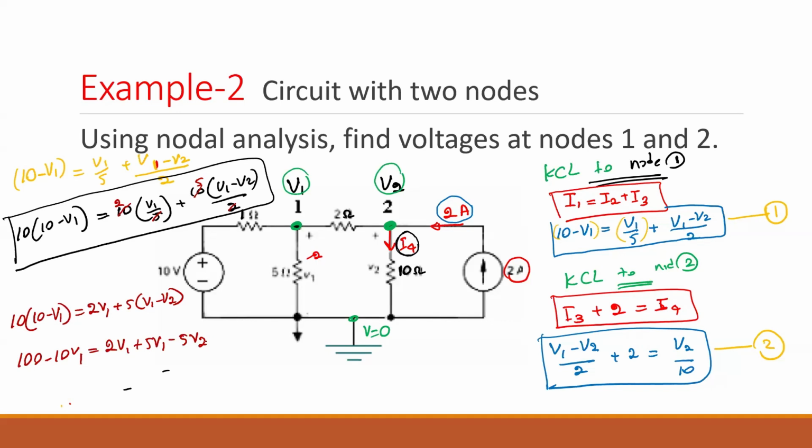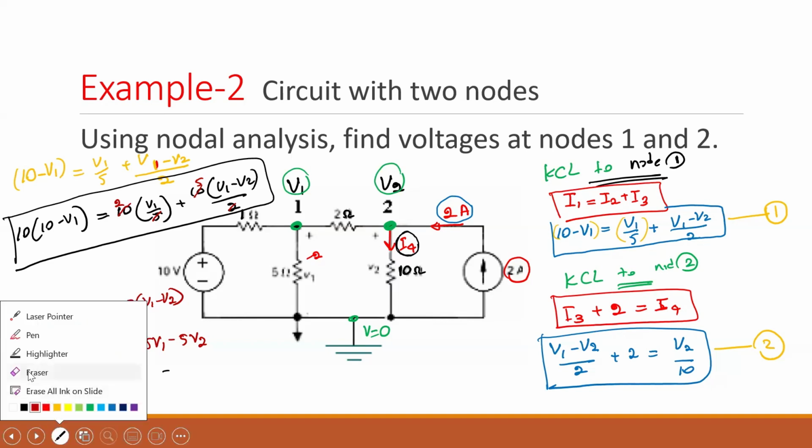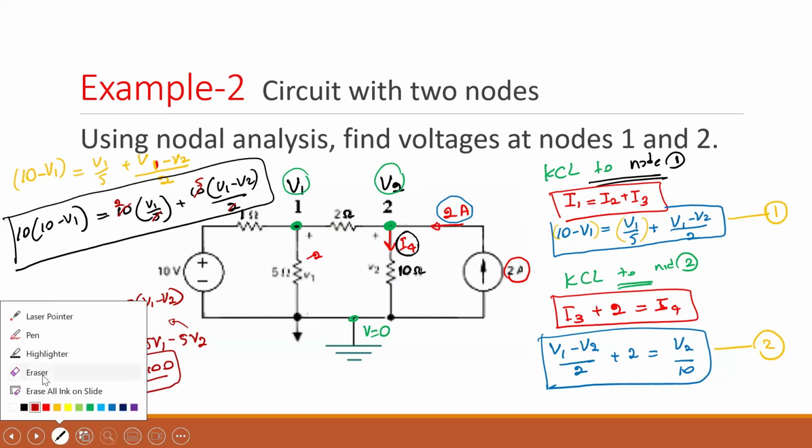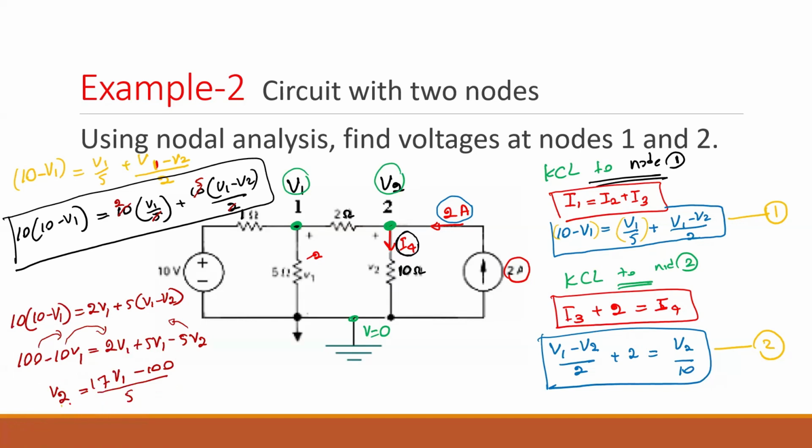And let's make V2 the subject, and we are going to substitute V2 in the second equation. So if you make V2 the subject, we can take 5V2 to the other side. So 5V2 is equal to this one, and this one to the other side. So we can say 17V1 minus 100, divided by 5, is your V2. Is that clear? This is just your maths. Is it clear or do you want me to do it again? Are you guys okay with how I found this V2?